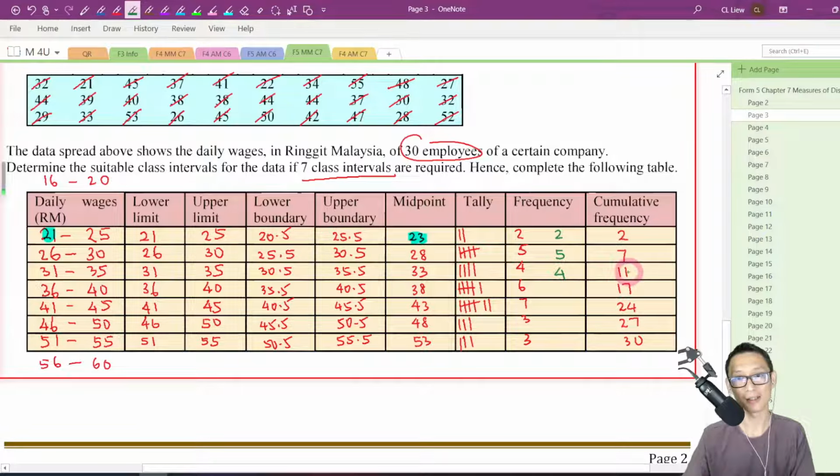Sorry, not 11, 17, sorry. 17 minus 11, you get 6. 24 minus 17, you get 7. 27 minus 24, you get 3. And the last one, 30 minus 27, you will get 3. So this is the way we get the frequency from the cumulative frequency.